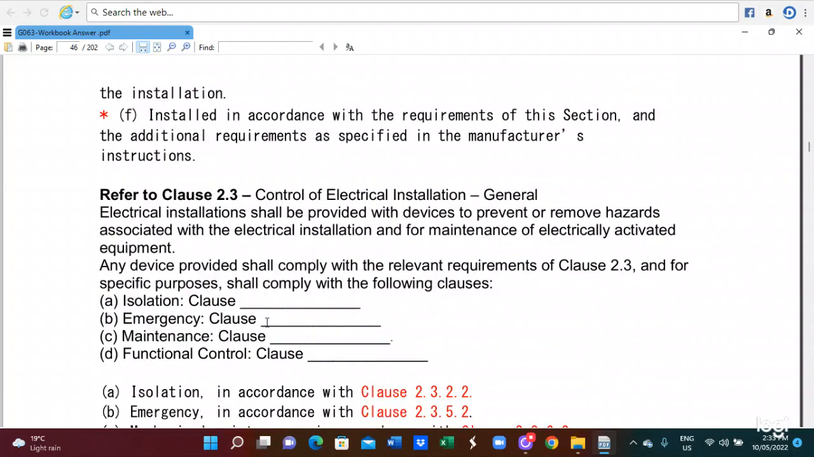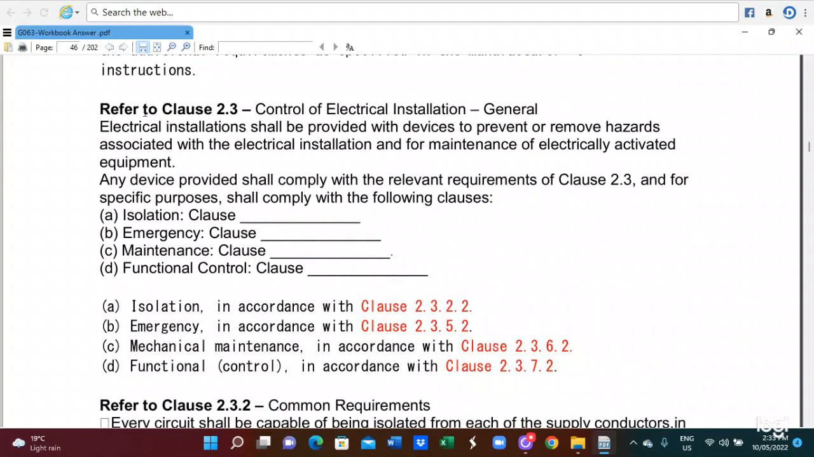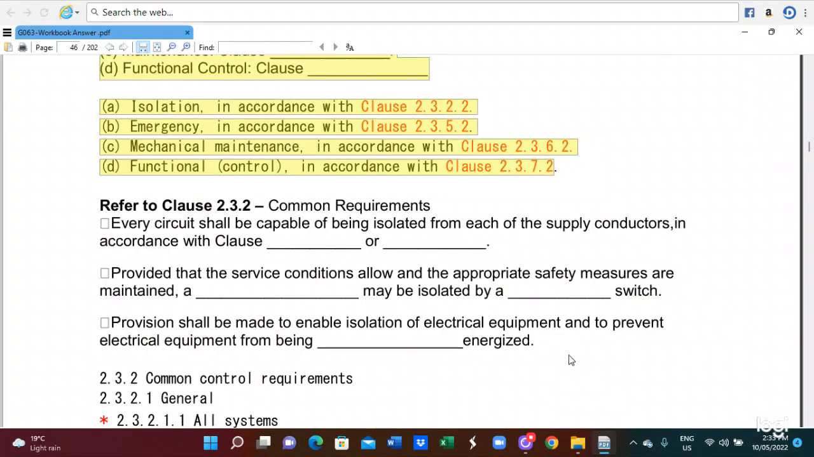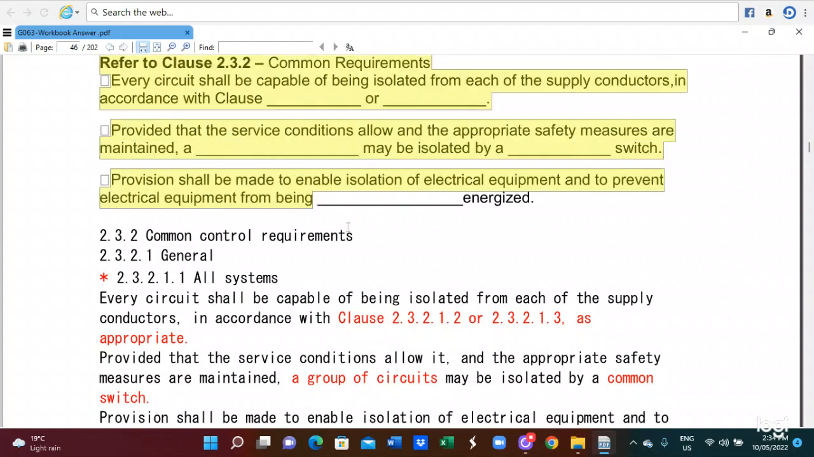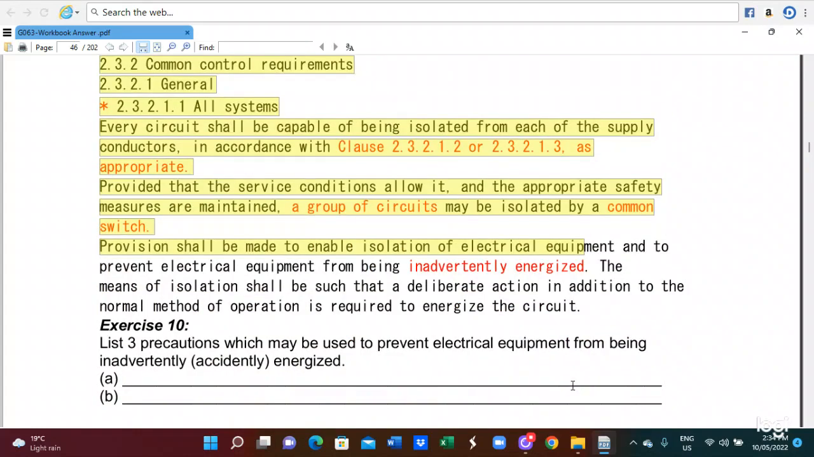Also refer to clause 2.3 on the control of electrical installation. You have to refer to clause 2.3 and do the exercise. Also refer to clause 2.3.2 and then do the exercise. Clause 2.3.2 is the common control requirement.